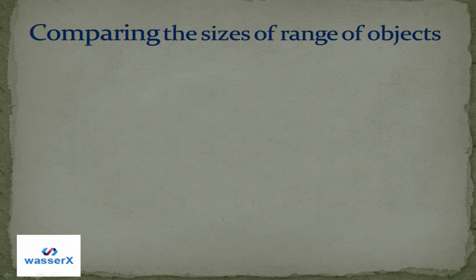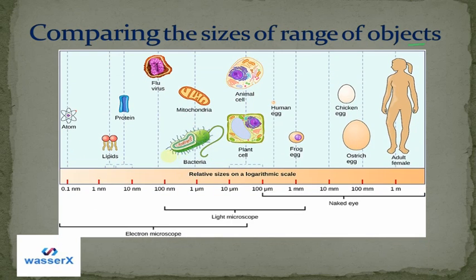Now let's compare the sizes and ranges of different objects: which objects we can see with our naked eye, and which objects need microscopes. So this is the image. First, if I want to observe an adult female or male, I can see that person with my naked eye. I don't need any microscope here, right? No microscope is needed.